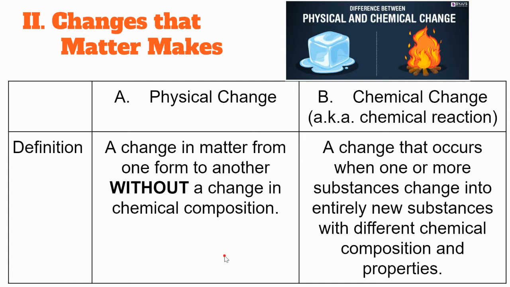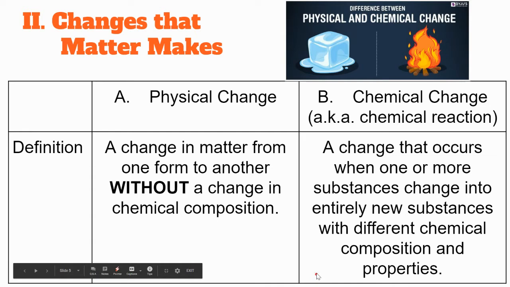So we really want to focus on changes that matter makes. And there are two types of changes. There are physical changes, and these are changes in matter from one form to another without a change in chemical composition. So for example, like our ice cube melting there. And the second is a chemical change, or a chemical reaction is another name for it. And this is a change that occurs when one or more substances change into an entirely new substance with different chemical composition and properties. So when I light wood on fire, I end up with a totally different substance in the end with totally different properties. It turns into ash, it's a different color, things like that. So those are our two types of changes that we have.